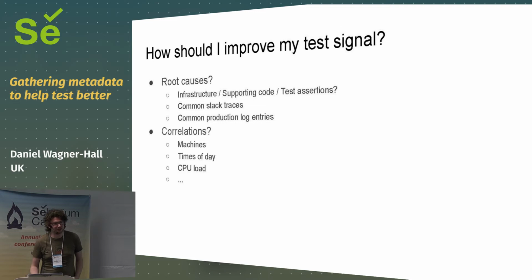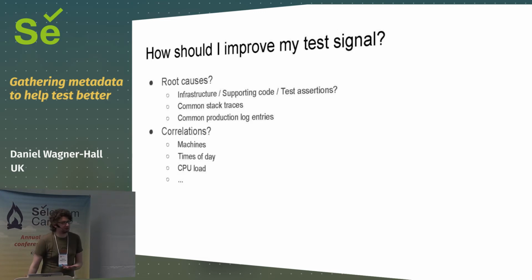So how are some ways that we can improve our test signal? Or not really improve our test signal, but find out how we should improve our test signal. Some things we can do is try and detect and log root causes. Is it infrastructure that's failing? Is the VM not starting? Is it the underlying server that's being tested that's failing? Were there any exceptions logged in its log? Is it a test assertion that fails? If so, is it the same test assertion that fails over time? Look for common stack traces.